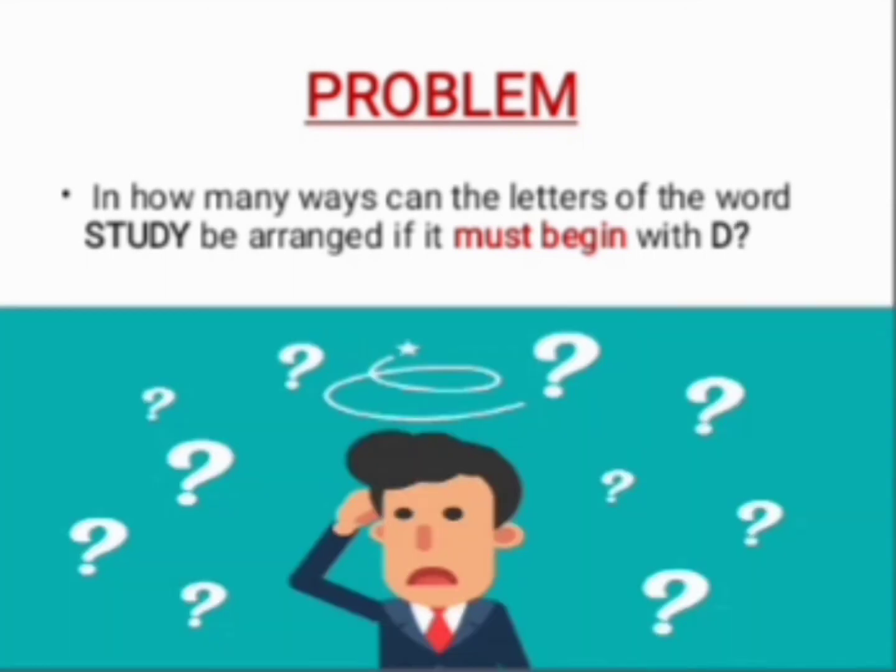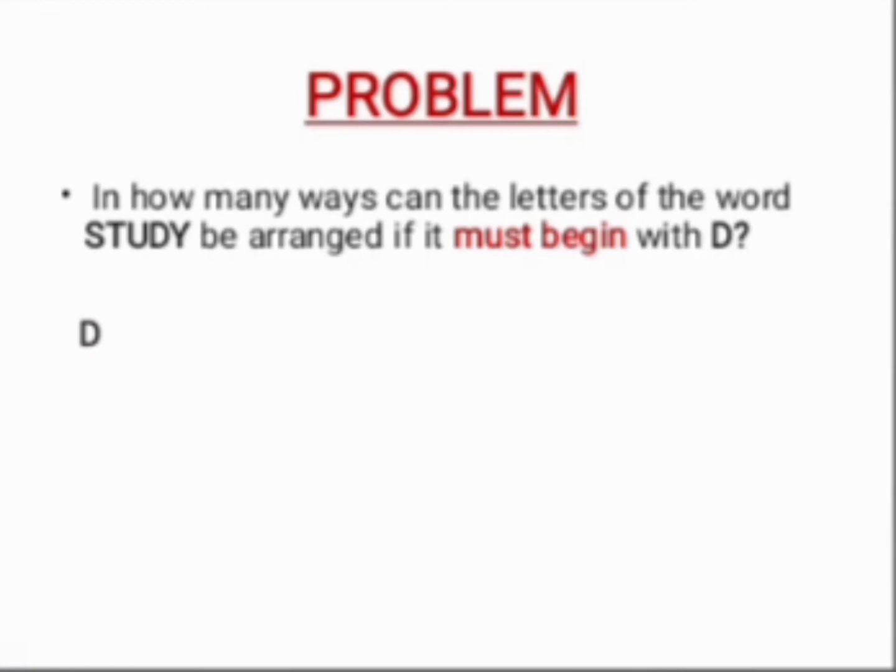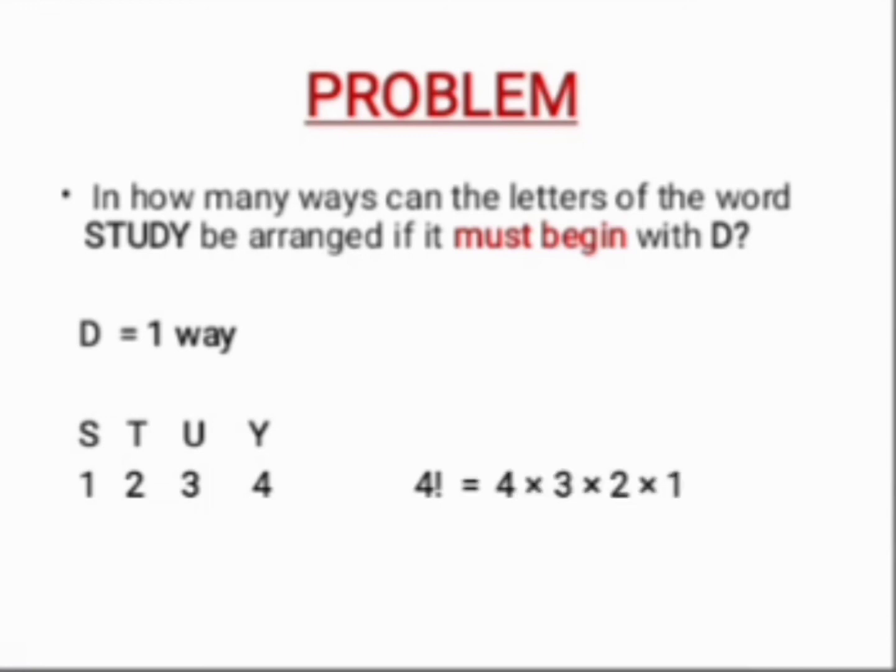Whenever you are asked to find the arrangement when a letter must begin or end a word, always fix that letter at the required position and arrange the others. So what we need to do is fix the letter D at the beginning of all orders of arrangement. There is only one way to do this. Once this is done, we can arrange the remaining letters taking one at a time. The remaining letters are 4 in number with no letter being repeated. The number of ways to arrange 4 different letters is 4 factorial, which is equal to 4 times 3 times 2 times 1, which is equal to 24 ways.